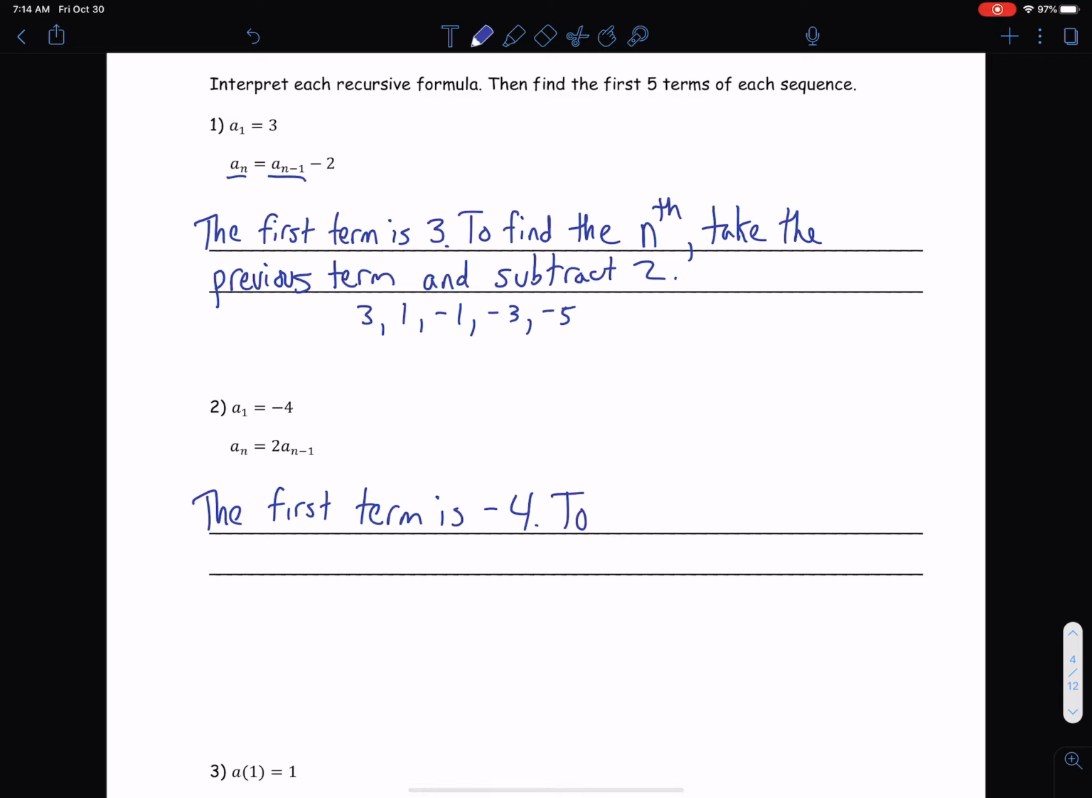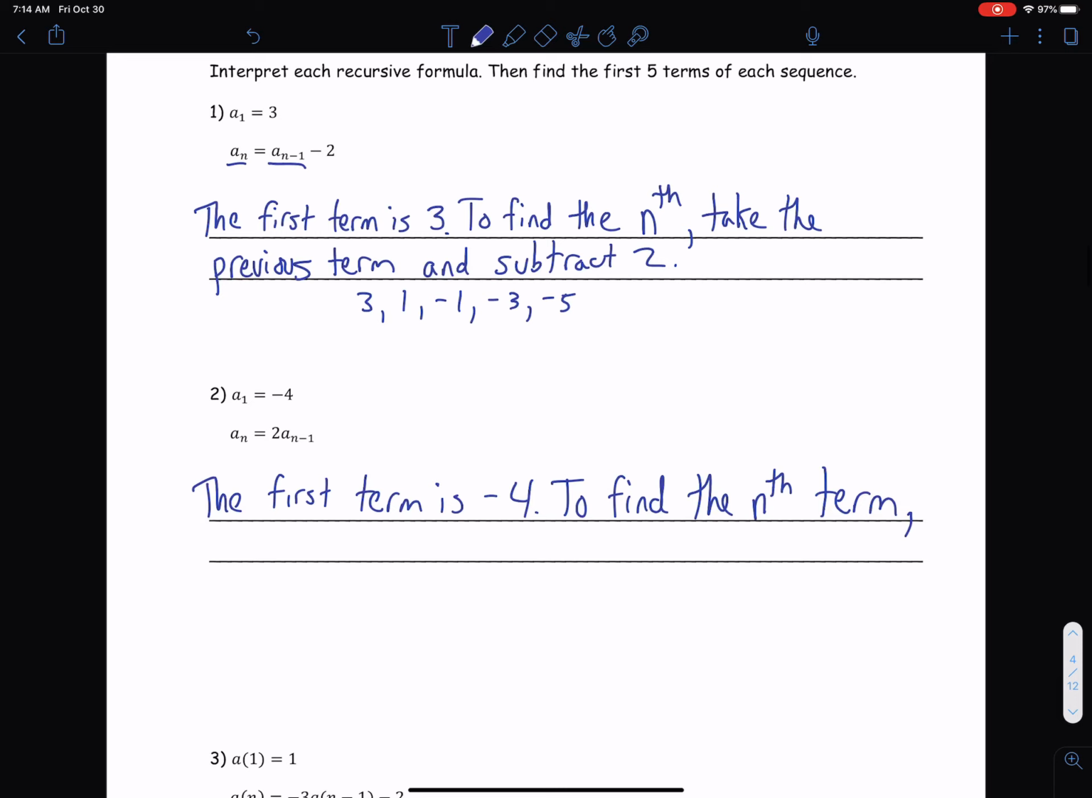Well, to find the nth term, this one's a little bit different. We're not adding or subtracting to the previous term. What we're doing is we're multiplying by 2. So we're taking the previous term and multiplying by 2. So to find the nth term, multiply the previous term by 2.